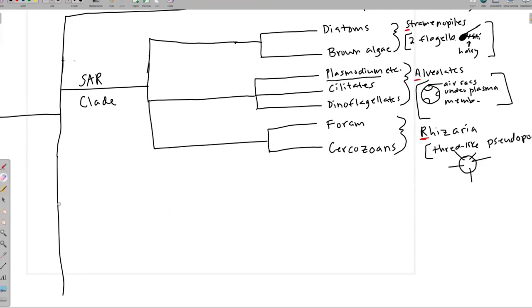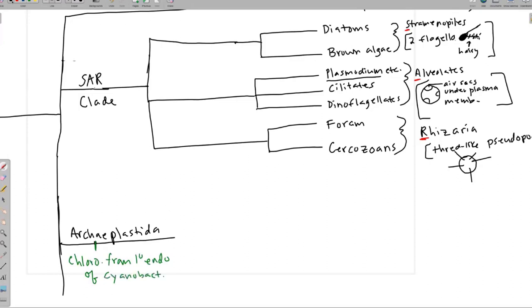These do not have to be in this order, of course. So I'm drawing a polytomy. Archaeplastida, which we mentioned. Synapomorphy: primary endosymbiosis of the cyanobacterium.